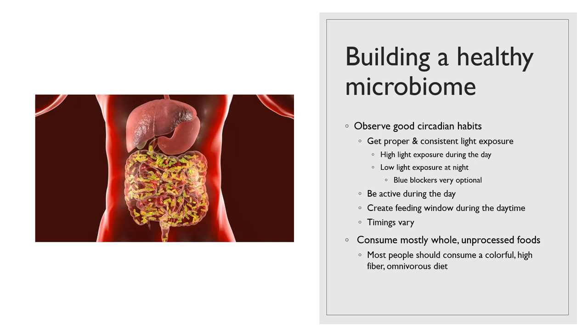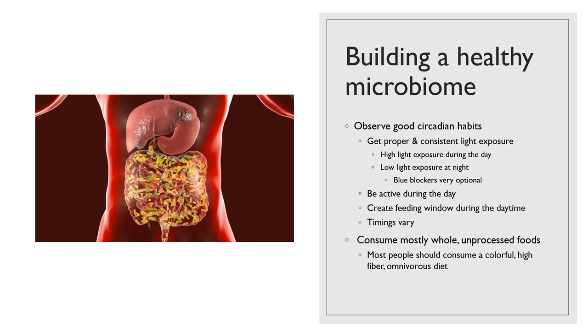First and foremost, observe good circadian habits. These microbes have evolved with us. Our microbiome has evolved alongside us for most of, well, all of human evolution. So we want to observe good circadian habits because those have been present through most of our evolution. That's getting proper and consistent lighting. We're talking about the when right now. Getting proper and consistent light exposure.